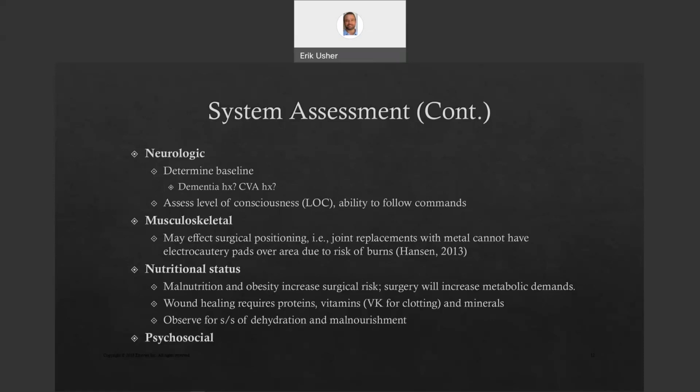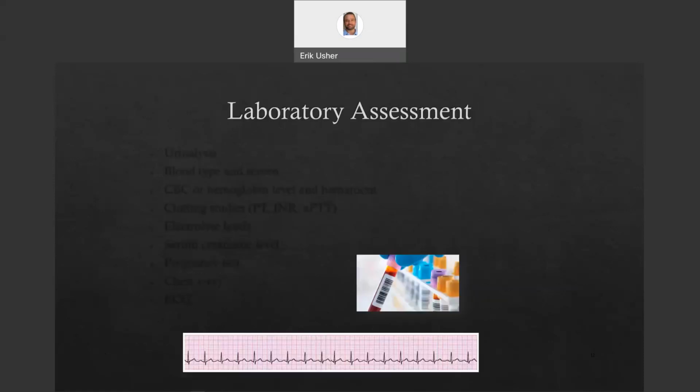And of course, psychosocial. We need to really assess that. Do they have psychosocial support at home once they leave, when they're in the hospital? And what are their needs? Because we as nurses can offer that, and that's a pretty cool thing that we get to do.